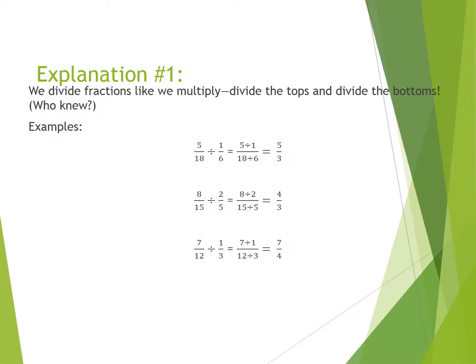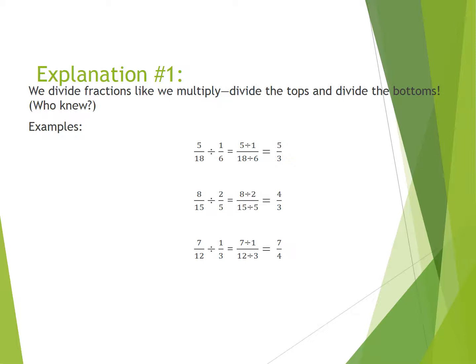So here's several examples of dividing fractions by dividing the top and dividing the bottom. So let's start with ones that turn out pretty well. 5/18 divided by 1/6, that's 5 divided by 1 over 18 divided by 6. 5 divided by 1 is 5, 18 divided by 6 is 3, and so you get 5 over 3.